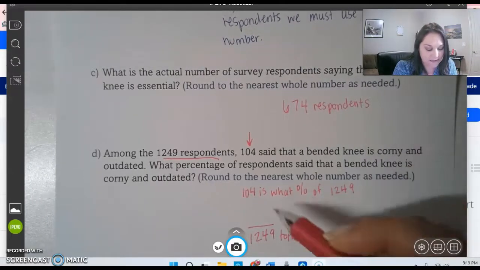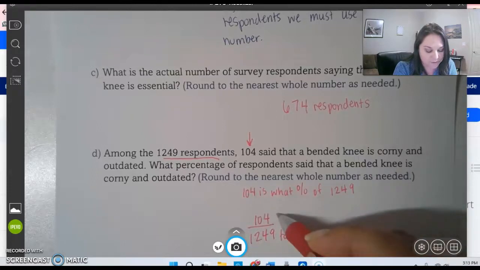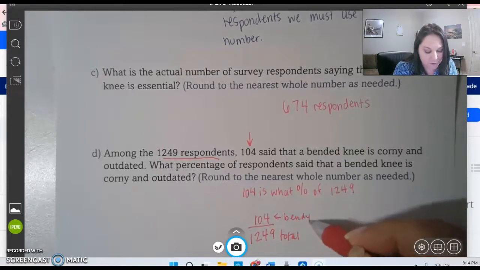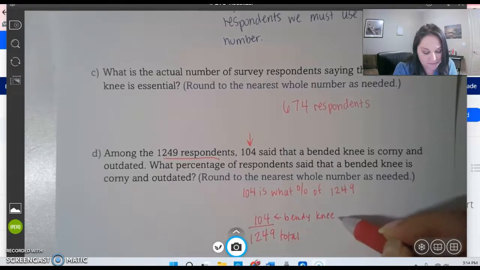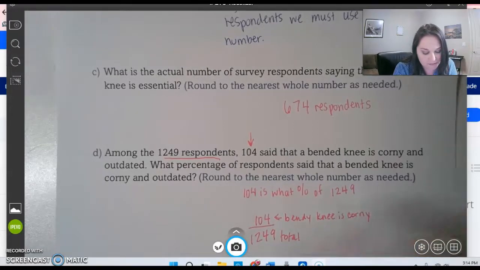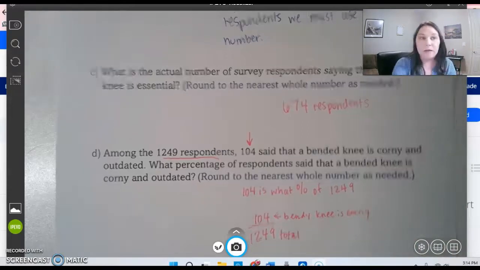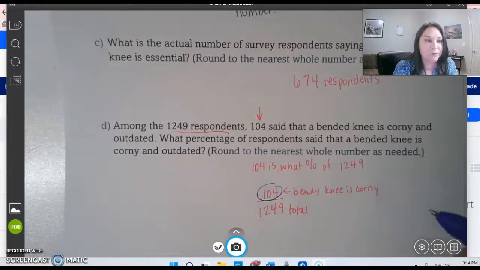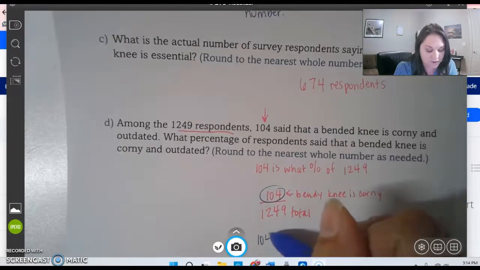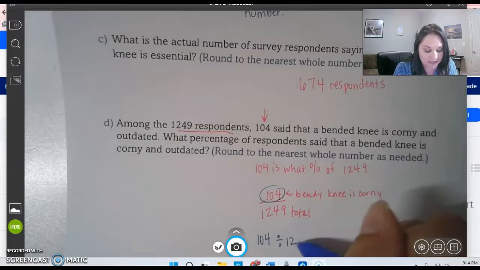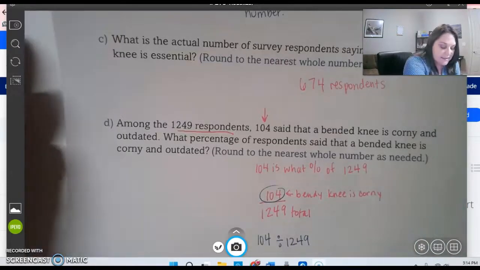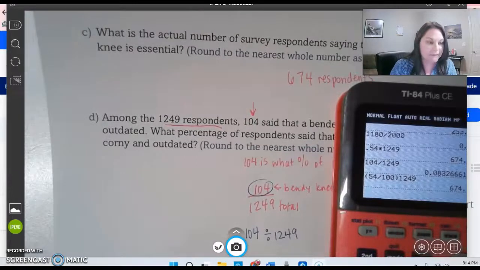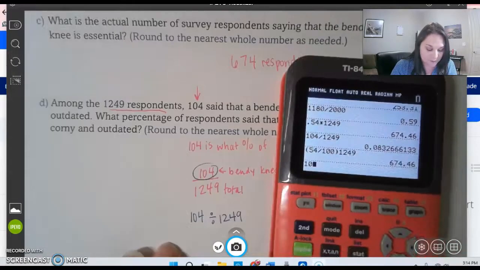And so what you can do is take 1249 and use that as your total. And then 104 are those that said bended knee was corny. And you are taking this fraction and answering what percentage it is. So you could just do the numerator, the 104, divided by the denominator, and type it just like I said, 104 divided by 1249 in the calculator. I know you didn't see the buttons that I pressed, but I used the division symbol.